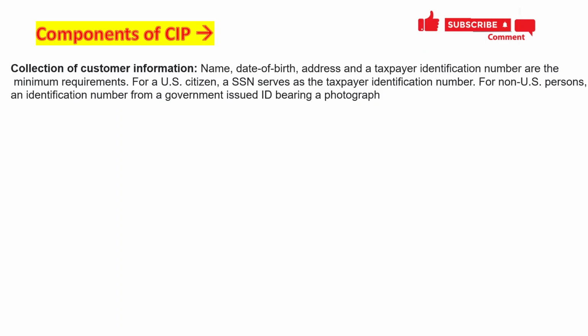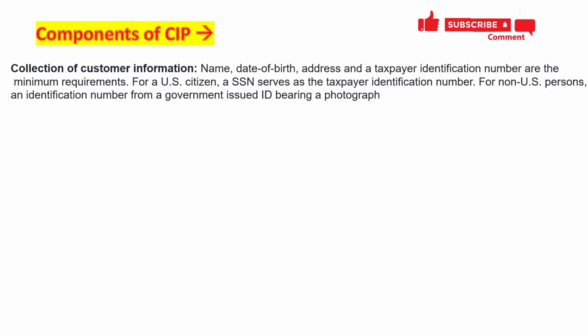So collection of customer information: name, date of birth, address, and taxpayer identification number are the minimum requirement. For a US citizen, an SSN serves as a taxpayer identification number. For a non-US person, it is an identification number from a government-issued ID bearing a photograph. As I discussed, name, date of birth, address and TIN number, I have discussed in my earlier videos that these are the basic information which we require.